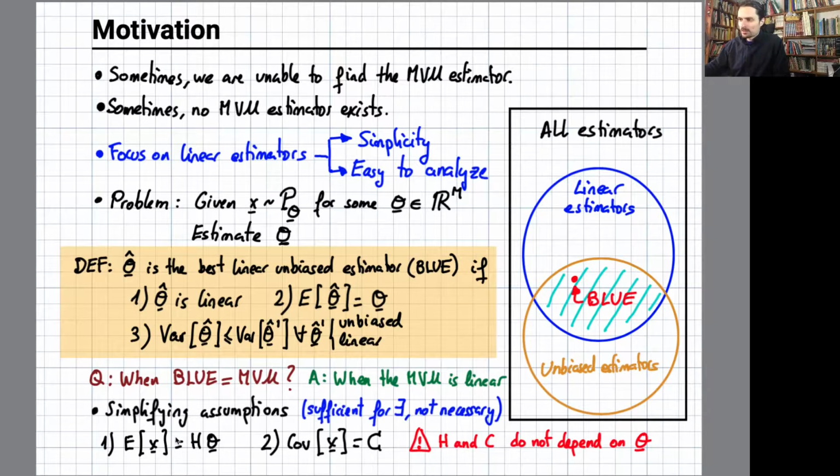And the answer is no. If they hold, then we are warranted to find a BLUE estimator. However, it may occur that these assumptions are violated, but we can still find a BLUE estimator. However, in this lecture, we will focus on the situation where these assumptions hold.